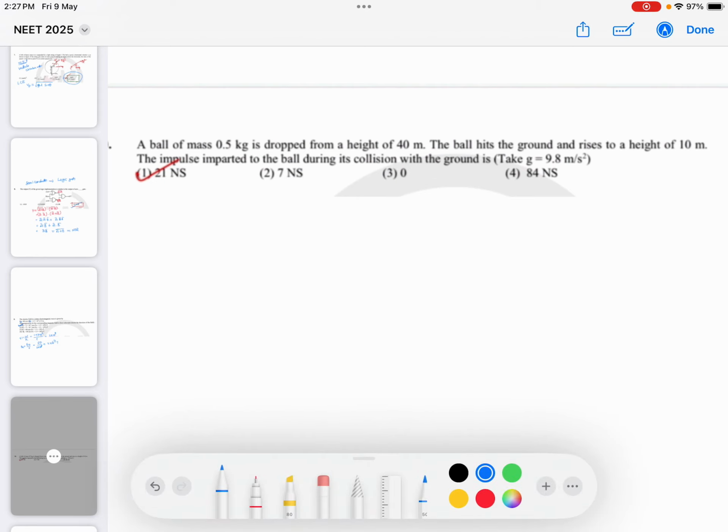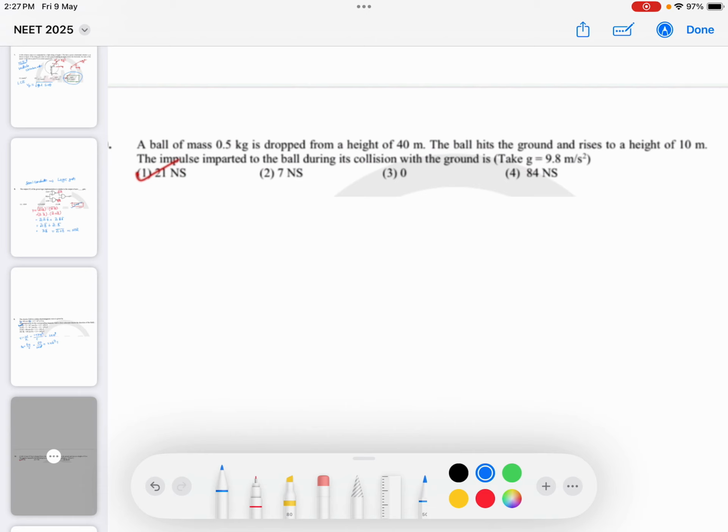Next question. A ball of mass 0.5 kg is dropped from a height of 40 meters. The ball hits the ground and rises to a height of 10 meters. The impulse imparted to the ball during the collision with the ground is asked.